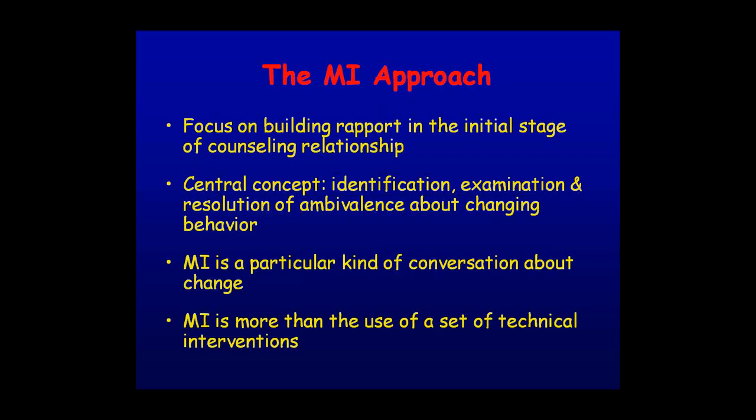So what is really the approach? The approach is to focus, initially, on what we call the relational piece, which is building rapport in the initial stage of the counseling relationship. And the central concept is this: if you really want to help patients with their motivation, and want to elicit and strengthen it, then fundamentally what you need to do is identify, examine, and help patients resolve their ambivalence about changing their behavior. If they are still actively ambivalent, they are not going to proceed with a change. And as I always say, motivational interviewing, whether within the context of the brief intervention or not, is a particular kind of conversation about change.